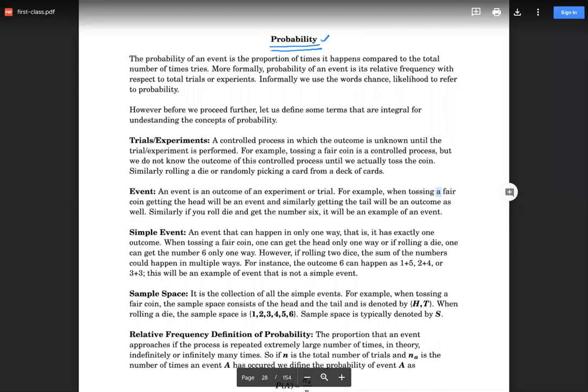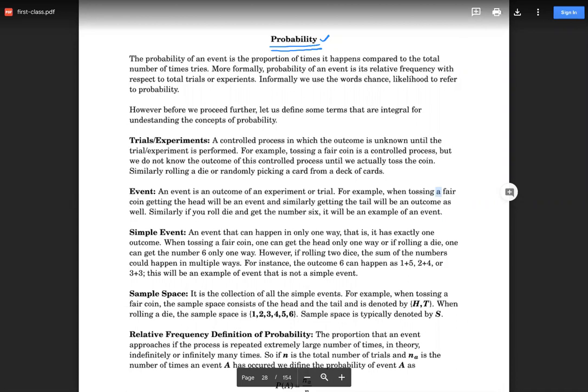Probability is associated with an event, okay? Probability in and of itself, by itself, is an abstract concept, but you have to apply it to a specific event. So if you toss a coin, what are the chances that you will get a head? Okay, if you roll a die, what are the chances that you will get the number 6?